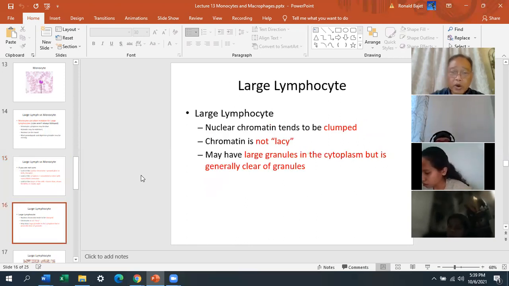Large lymphocyte, nuclear chromatin tends to be clumped. The chromatin is not lacy, okay? For a large lymphocyte, the chromatin is not lacy. They may have large granules in the cytoplasm. I've seen this, that large atypical lymphocytes, if I looked at the cytoplasm, oh, there's granules in there. It's not illegal for lymphocytes to have granules. Remember which lymphocyte contains granules? It's the cytotoxic T lymphocytes, okay? Large granules in the cytoplasm, but as a rule of thumb, the cytoplasm is clear of granules.